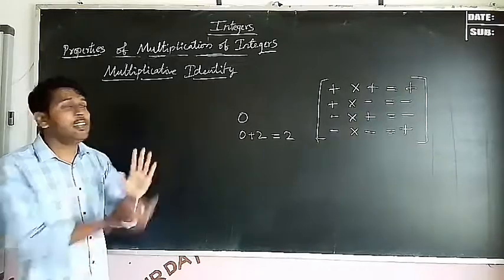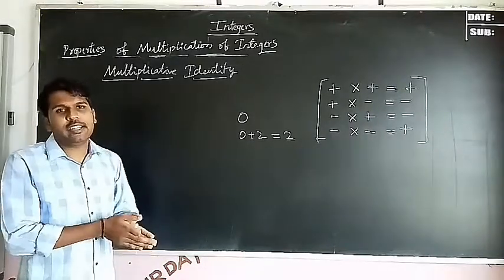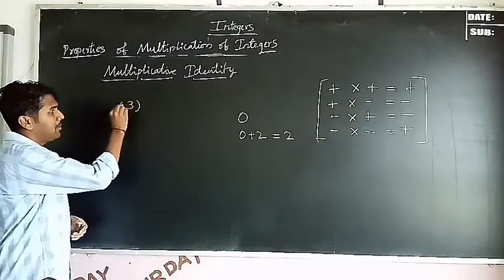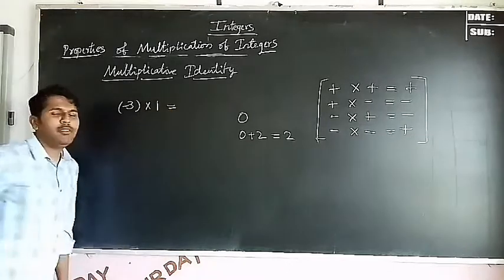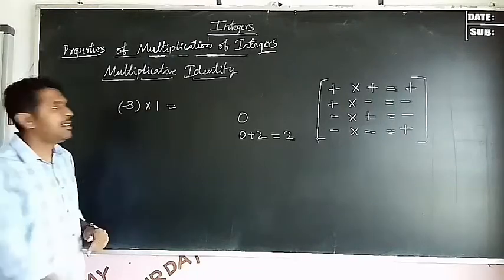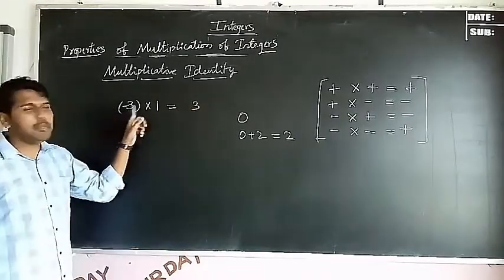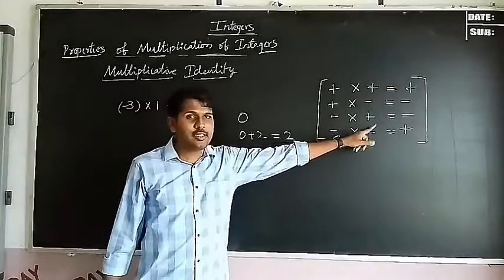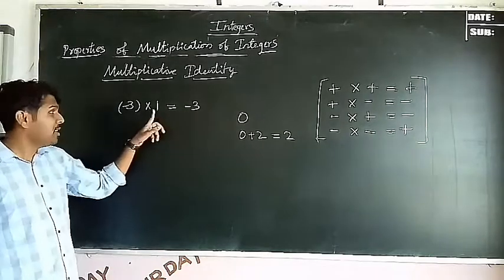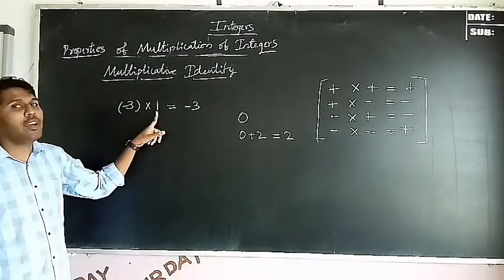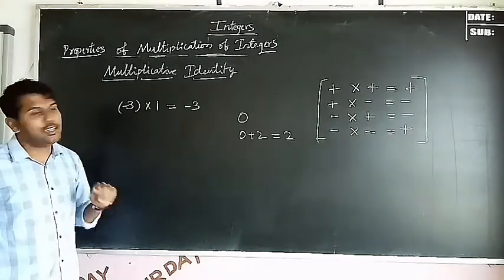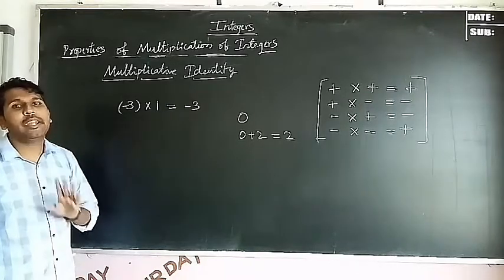When you multiply 1 to any integer, you get the same answer. Take an example, minus 3 into 1. What will be the answer? Minus 3 into 1 only. First multiply the number 3 into 1. 3 ones are 3. Here minus is there, minus into plus, minus. So minus 3. You get the same integer, no? That means 1 is a multiplicative identity. Why? When you multiply 1 to any integer, we get the same integer. That's why we call 1 a multiplicative identity.